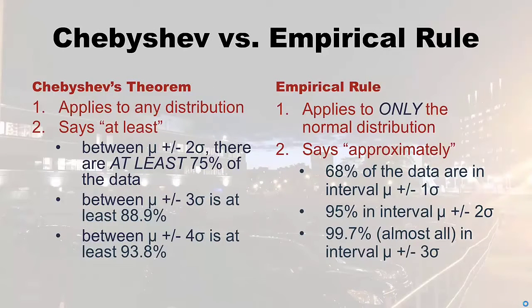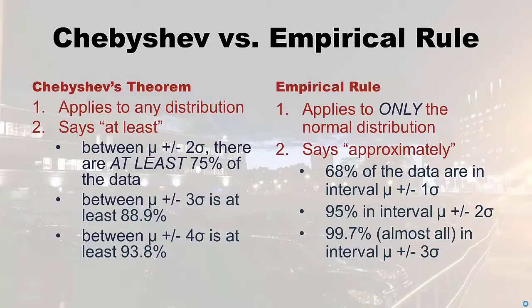So Chebyshev's theorem on the left side applies to any distribution. You don't need a normal distribution. You can use that skewed distribution. Also, you'll notice it says "at least." So like this was at least 75% of the data fell in there. Maybe even 100% fell in there. So it doesn't really help us.